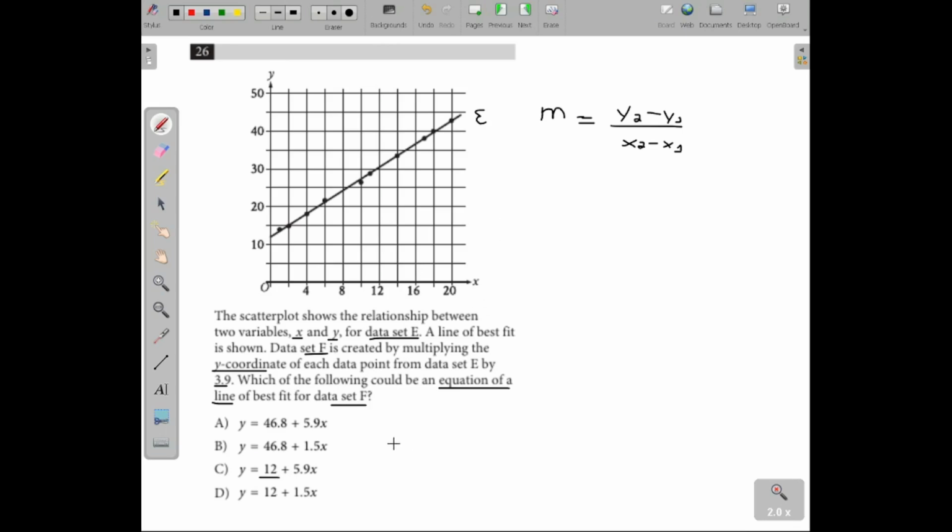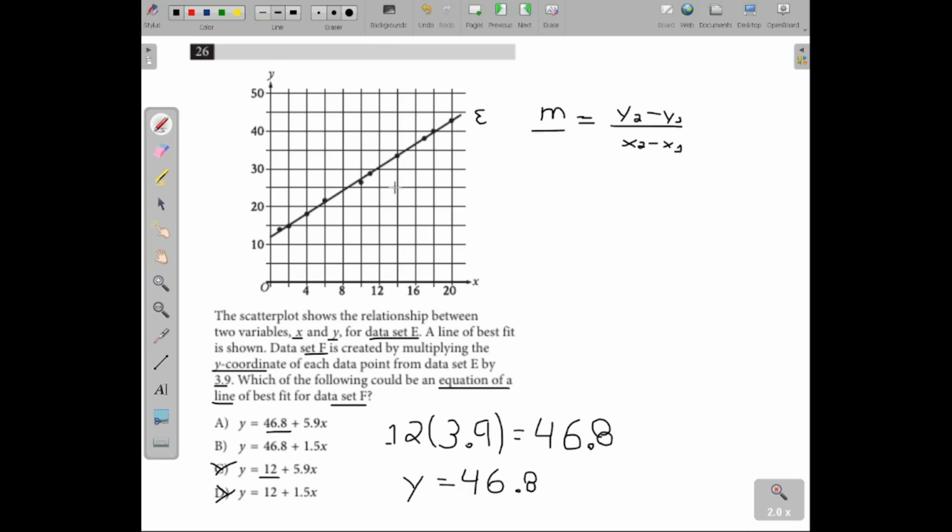So we could multiply 12 times 3.9, and the answer will be 46.8. And this is the y-intercept, so that means that y is equal to 46.8 when x is equal to 0. So this will be 0 and y will be equal to 46.8, which means that C and D cannot be the right answer.